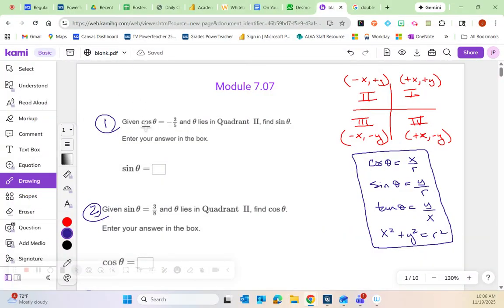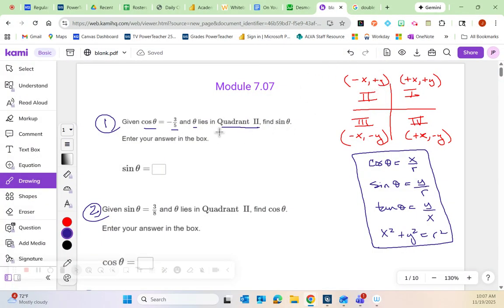Let's look at what we know. We know that the cosine of theta is negative 3/5, and theta is a variable that's used often for angles. And our angle lies in quadrant 2. So let's go to quadrant 2. If our angle lies in quadrant 2, that means our x is negative and our y is positive.